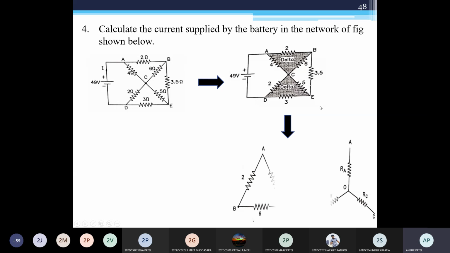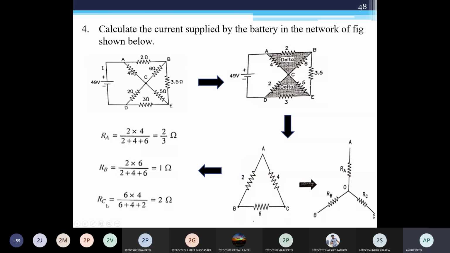For this ABC delta, we have 2, 4, and 6. Accordingly, this conversion is given here. So your answer for RA, RB, and RC: for RA, 2 into 4 divided by 2 plus 4 plus 6. For RB, 2 and 6 are connected, so 2 into 6. And for RC, 6 into 4 over 6 plus 4 plus 2. So this is 2 by 3, 1 and 2. Are you getting this conversion?